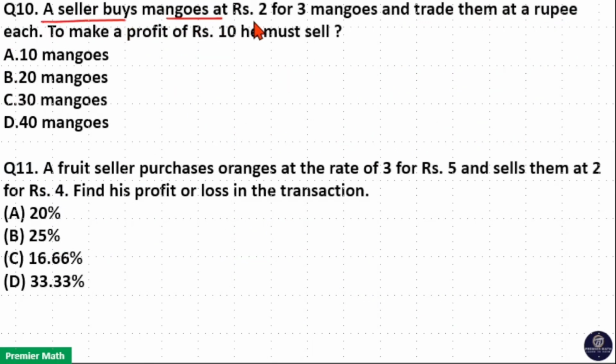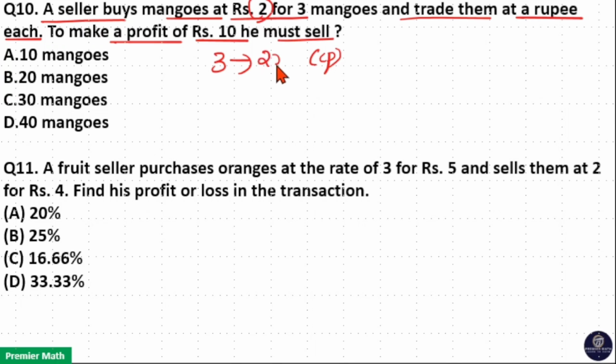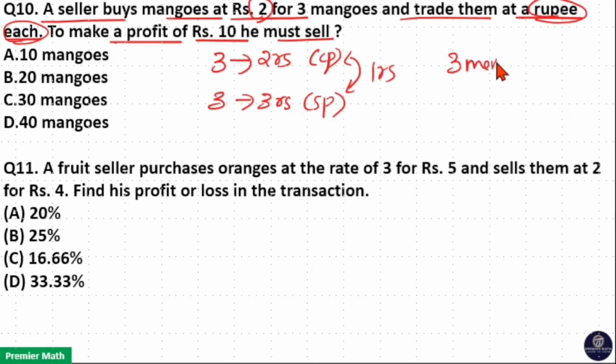A seller buys mangoes at rupees 2 for 3 mangoes and trades them at a rupee each. To make a profit of rupees 10, he must sell. Here, the cost price of 3 mangoes is 2 rupees. And he sells 3 mangoes at a rupee each, which means he sells 3 mangoes at 3 rupees. So this is the sell price. Now the difference between CP and SP is 1 rupee.